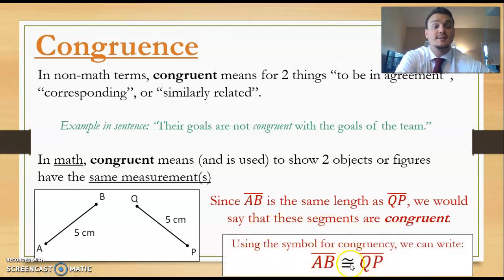Now, if we're using the symbol for congruency here, the way that we would write it is we would say segment AB, again, the bar above it means it's a segment, is congruent to, that's what this symbol means here, it means that they're the same value, to QP.